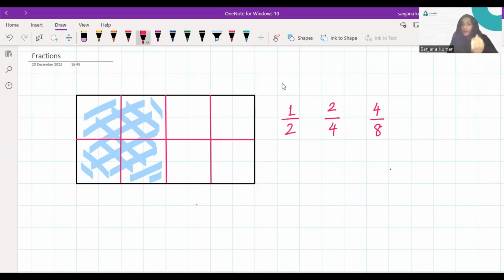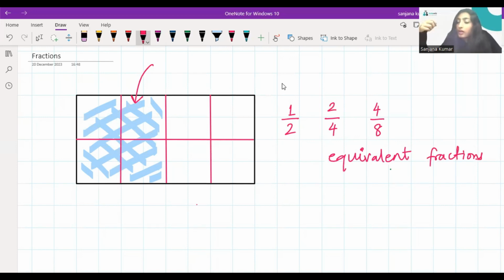So even though my fractions are all different, they are all equal in value, because for each of these fractions, he's getting the same colored portion. These kinds of fractions are called equivalent fractions. Equal in value, equivalent fractions.